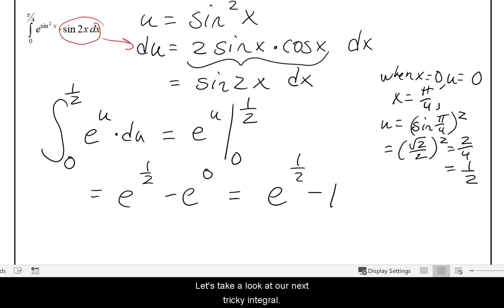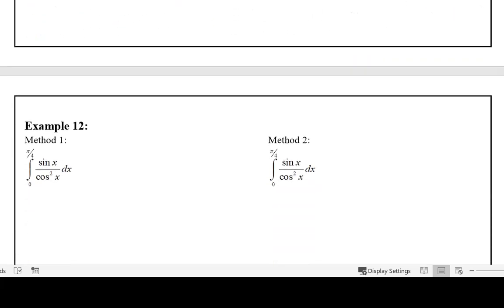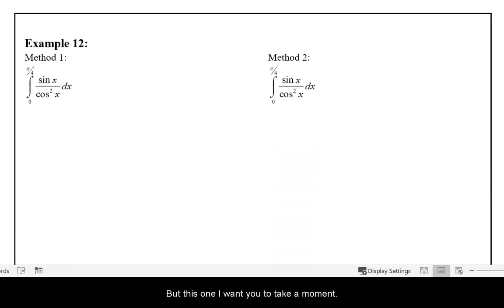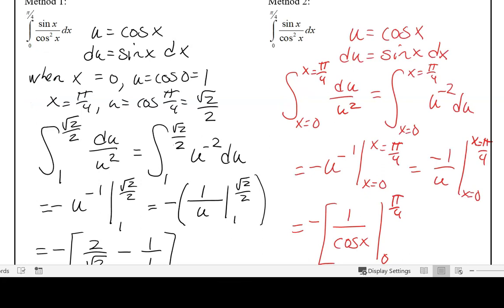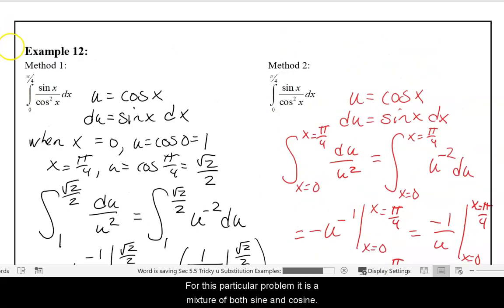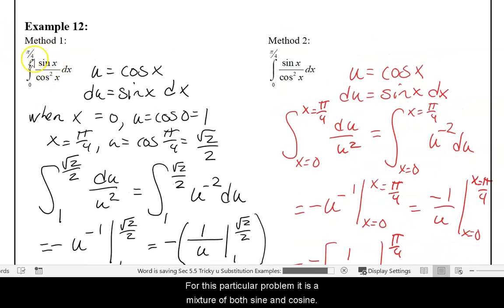Let's take a look at our next tricky integral. For this one, I want you to take a moment, copy down the problem, then pause the video, work the problem yourself, then turn it back on and compare your answer to mine. For this particular problem, it is a mixture of both sine and cosine. However, cosine's in the denominator and it's being squared. That makes cosine the correct choice for you. Plus, sine is the derivative of cosine if you put a negative on it.